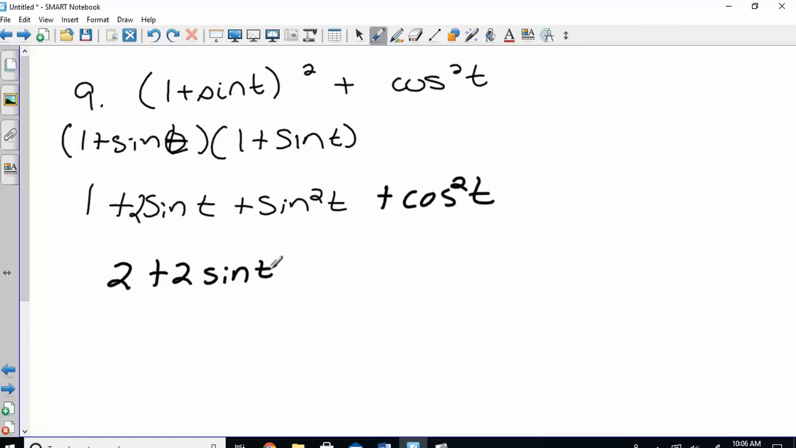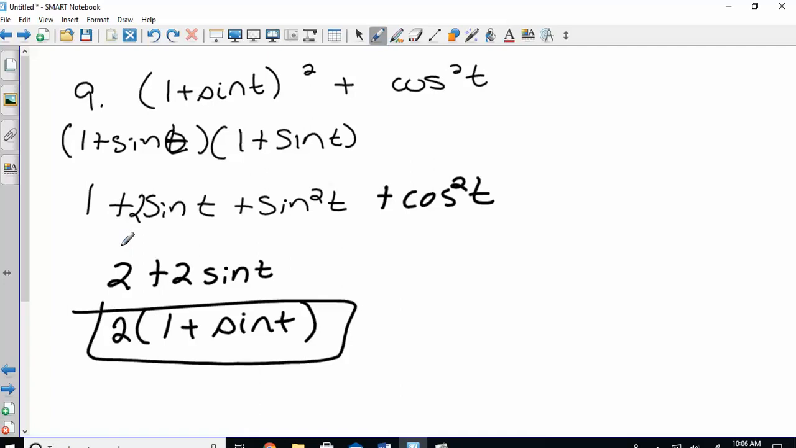Alright, good. We could leave it like this, but in a couple examples we're going to start talking about factoring with these. If I wanted to factor, what would you take out? A 2, and that would just leave you with 1 plus sine t. So we'll be using that technique later. Thank you.